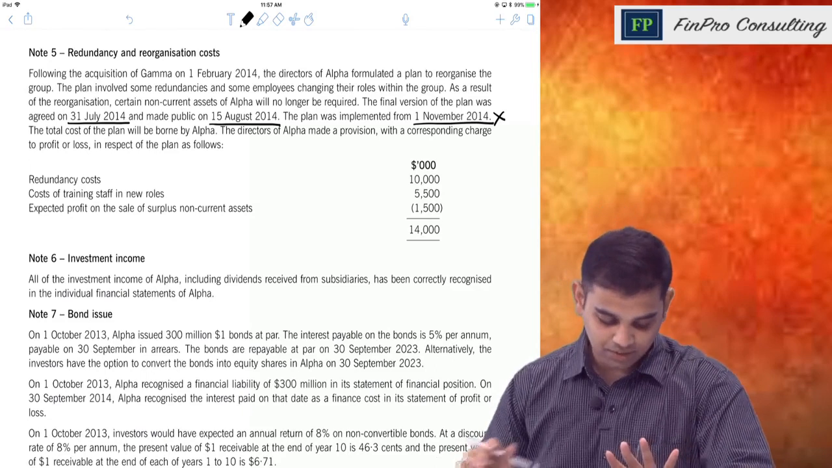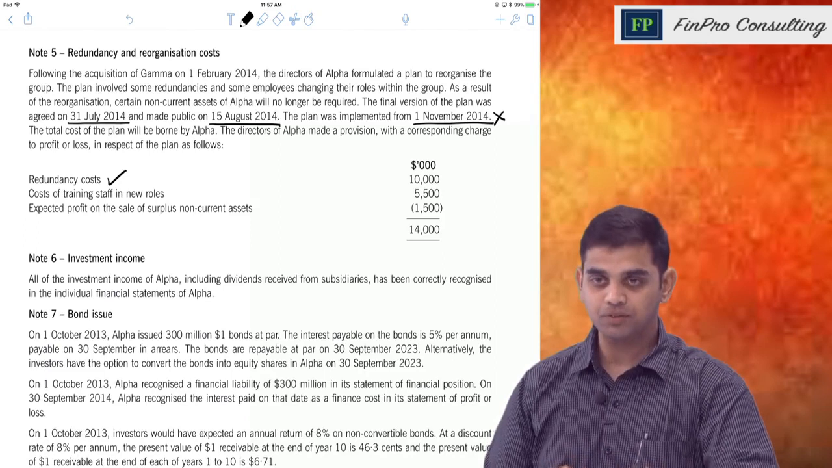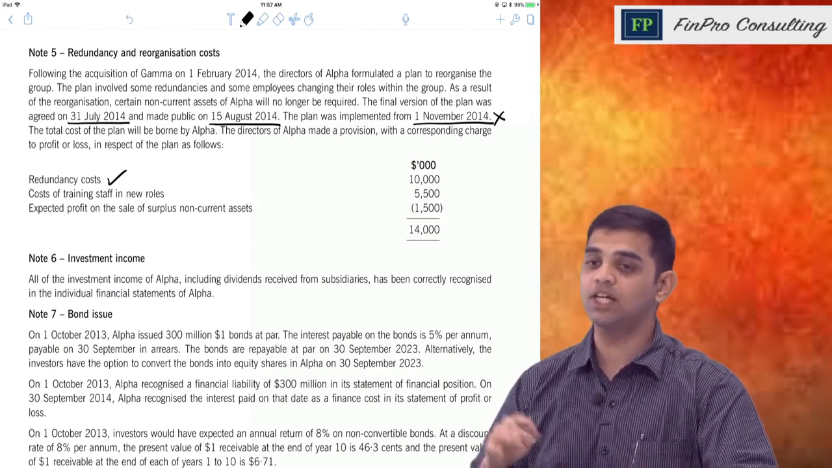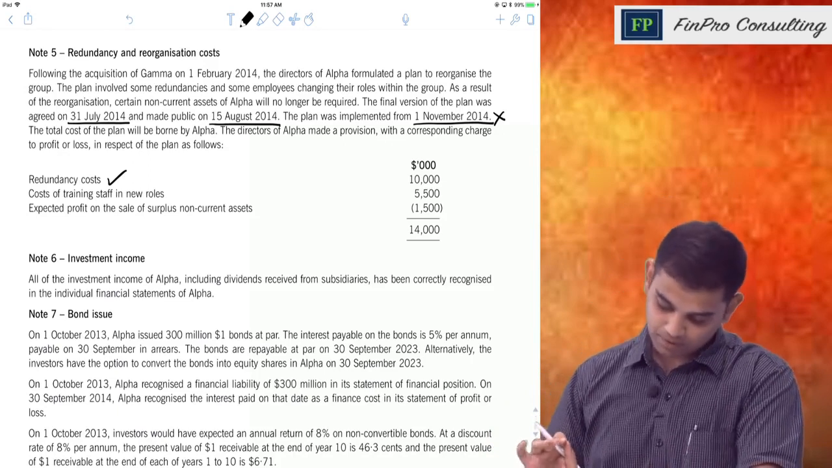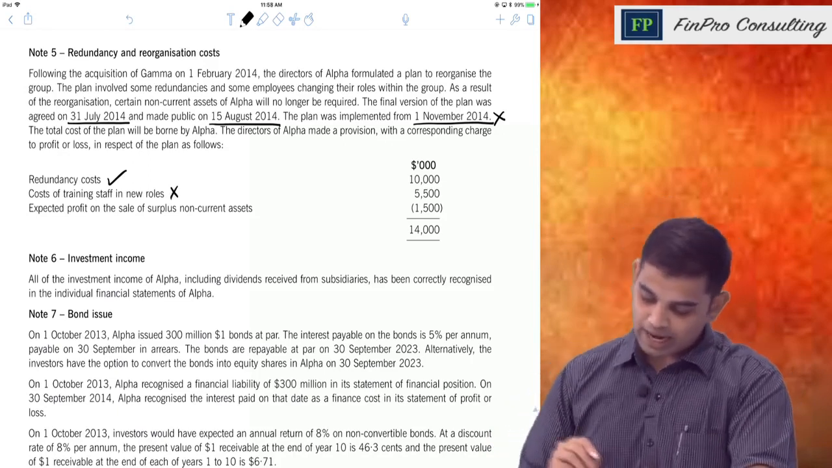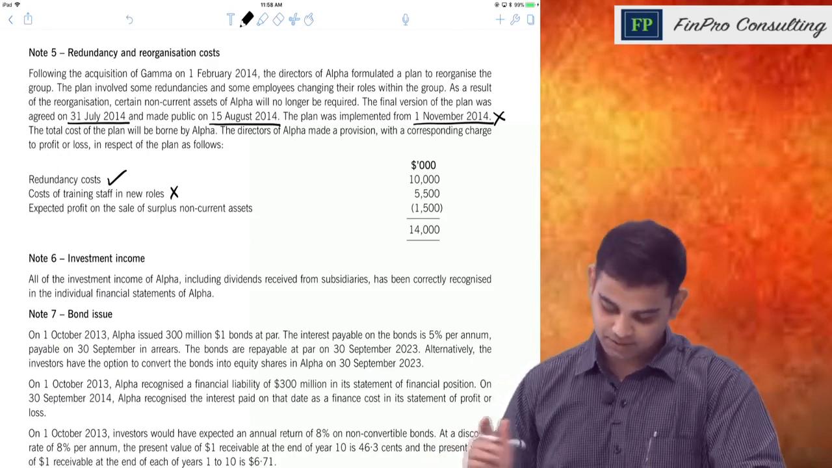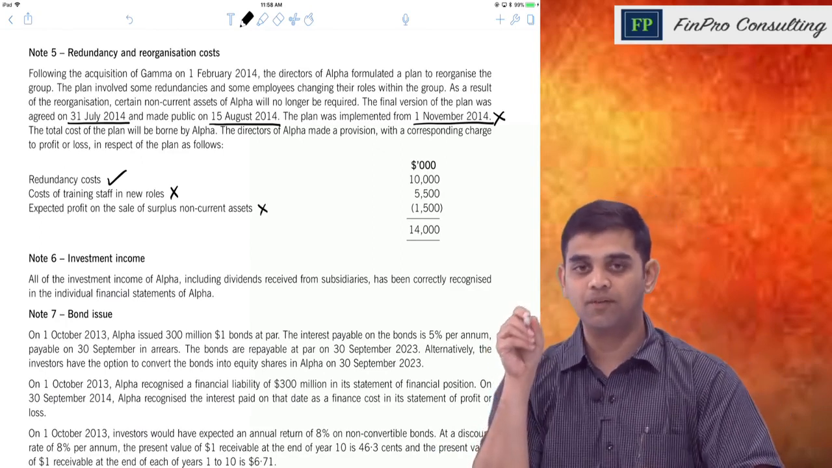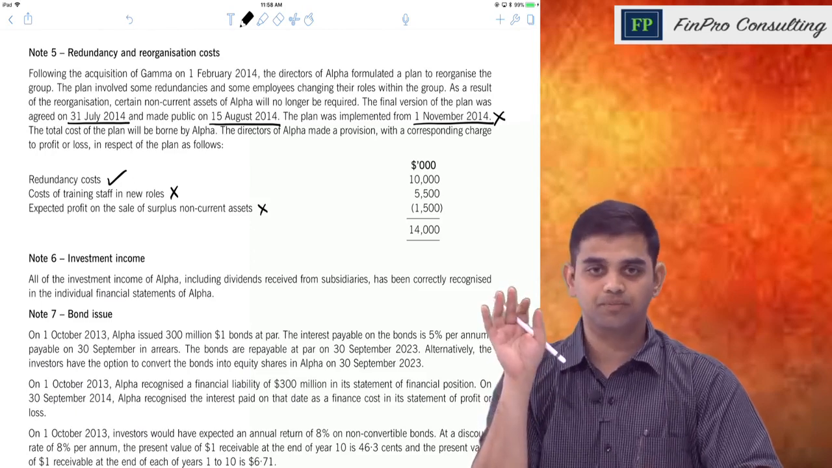Now, as per IAS 37, redundancy costs are required to be provided for, so you will include this as a provision. Cost of training staff in new roles cannot be included because it is an ongoing cost. So IAS 37 does not permit us to record this cost, so you will not record this. And expected profit on sale of surplus, anyway it is a contingent asset that you cannot recognize. So out of 14,000 dollars they have recognized as a reorganization cost, only 10,000 is eligible. That means you have to reverse 4,000. Okay.